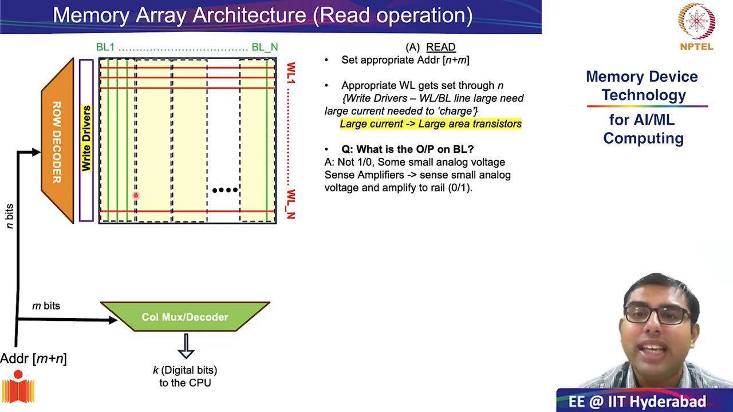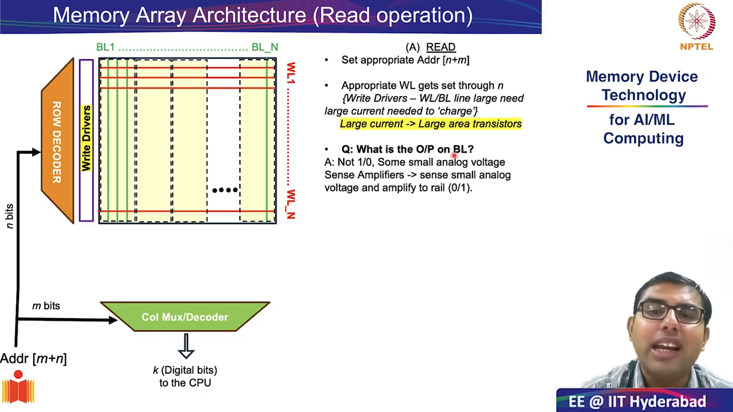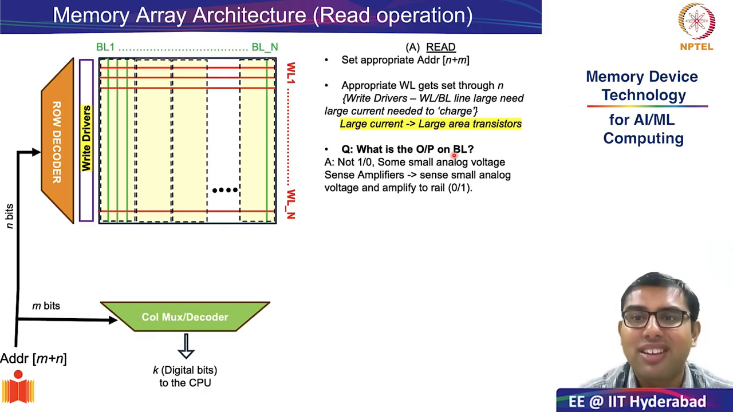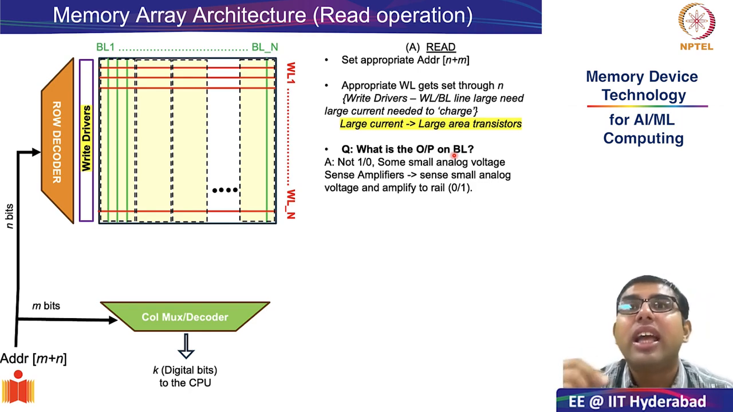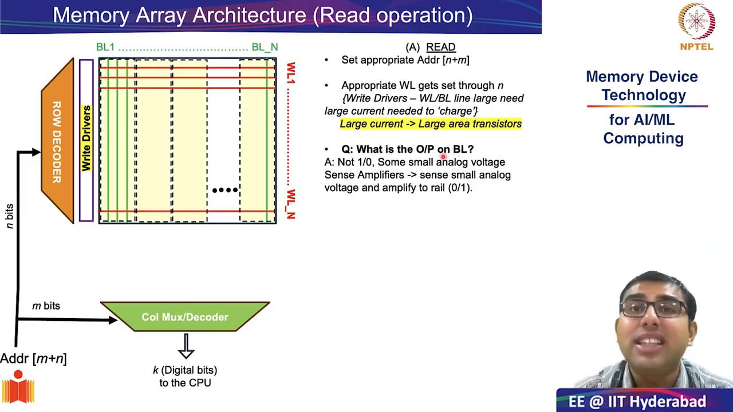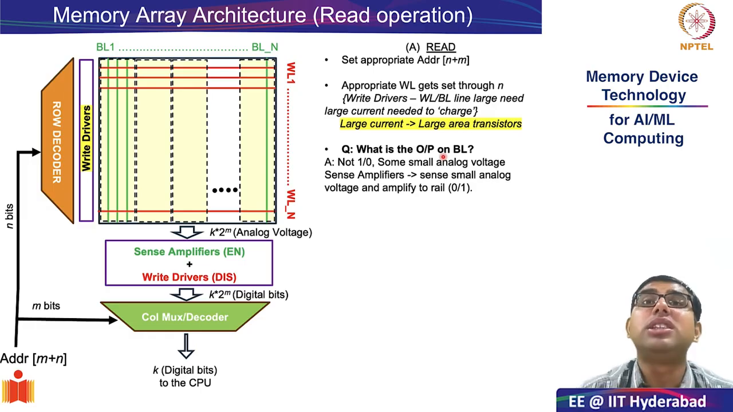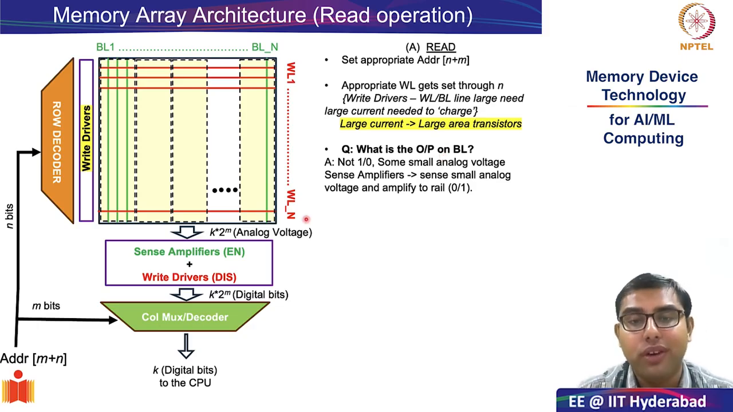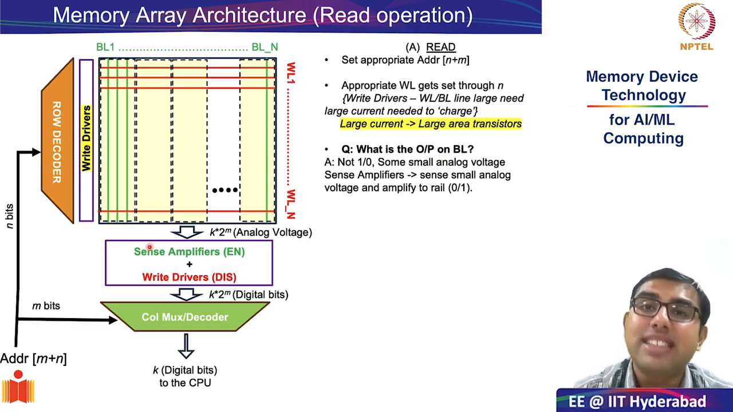In reality, we see that the output on the bit line is not a clear 0 or 1 value, but a small analog voltage which changes. If it goes to 0, the bit line gets discharged. If it tends to 1, the bit line seems to get charged. And this is where additional peripheral circuitry becomes absolutely essential. The name of this additional analog peripheral circuitry is sense amplifiers.